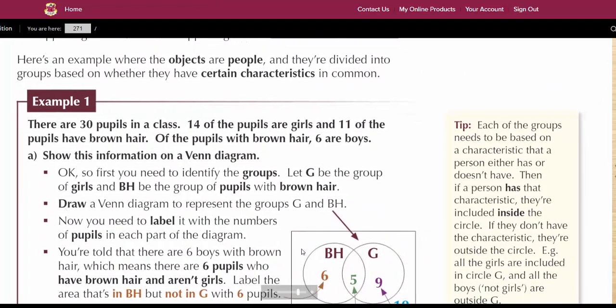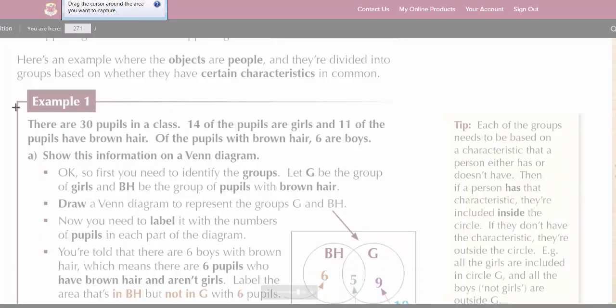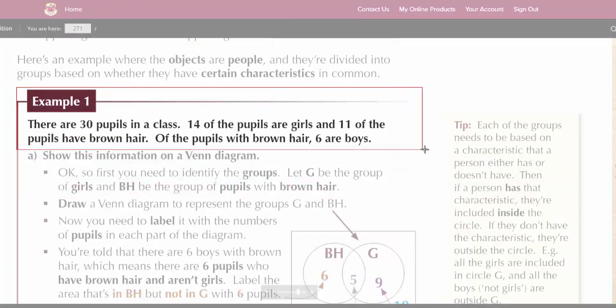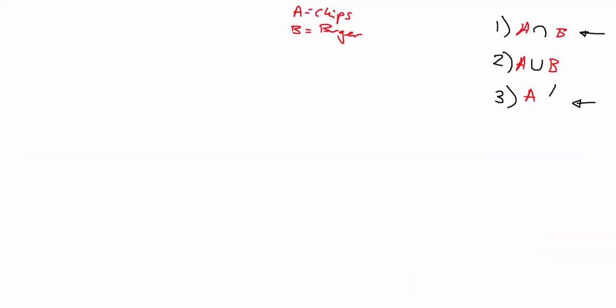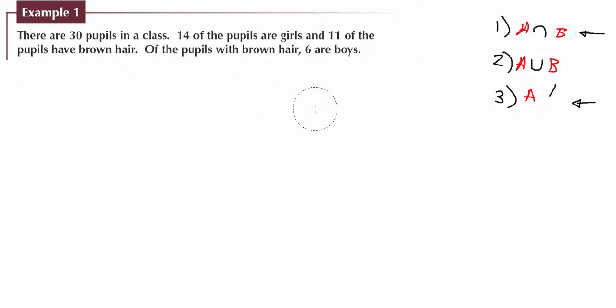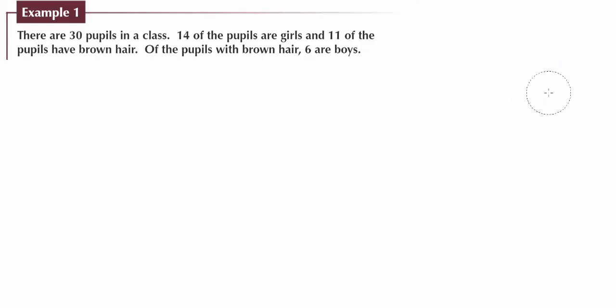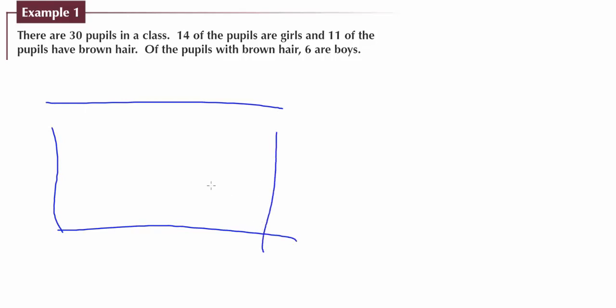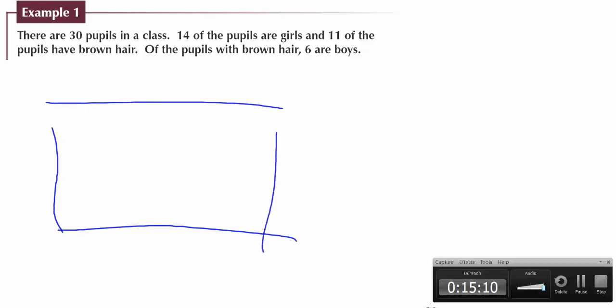Okay, let's take this question for the sake of it. I'm going to show you how we work through actually drawing a Venn diagram from scratch. Here's a question. Let's get rid of this stuff, don't need it, and go back to the pen. There are 30 students. 14 of the pupils are girls, and 11 of the pupils have brown hair. So here's what we're going to do. Let's draw a Venn diagram.